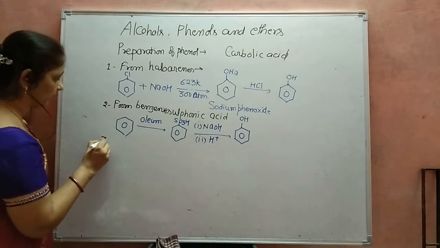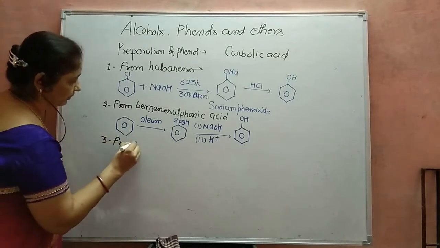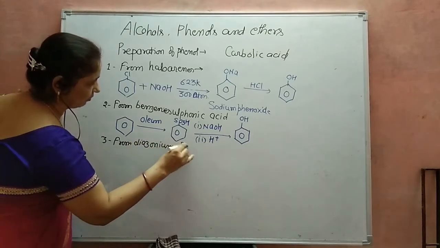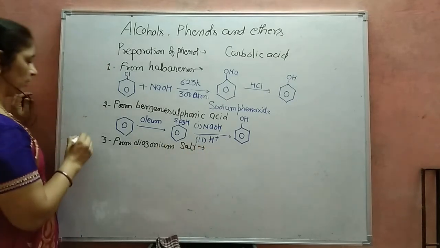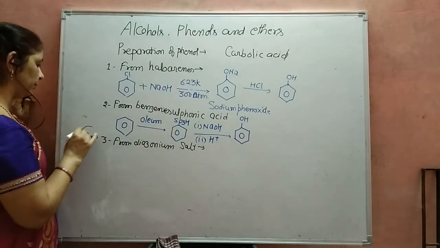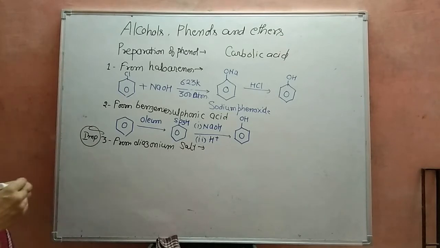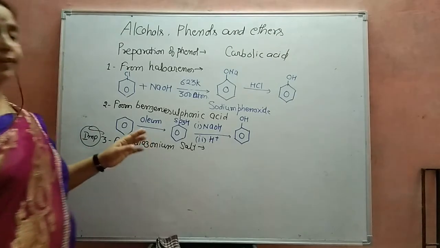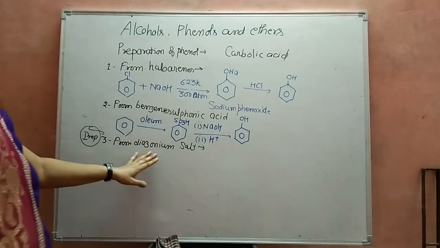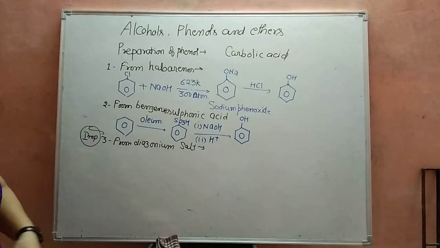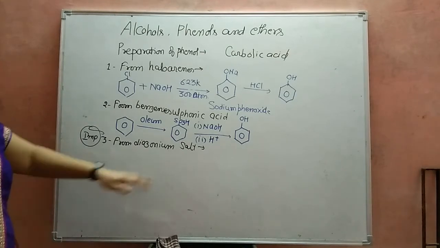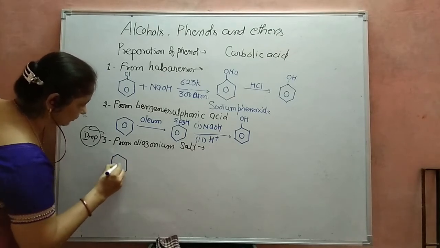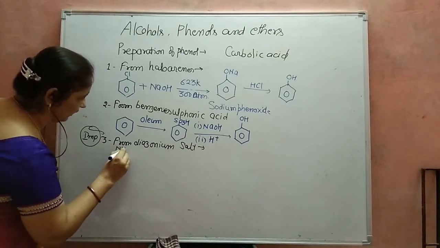The third reaction is from diazonium salt. It's an important reaction because in the chapter on amines, we will discuss the diazonium salt, which is a very important intermediate. From diazonium salts we can prepare most organic compounds. This is also the Sandmeyer reaction. The reaction starts with aniline.